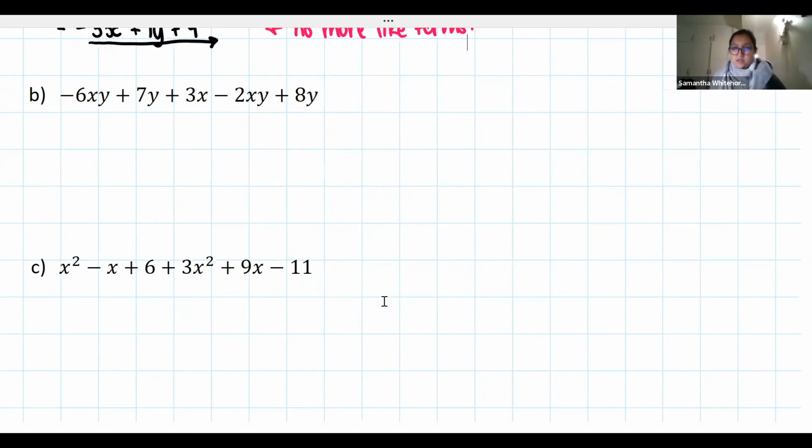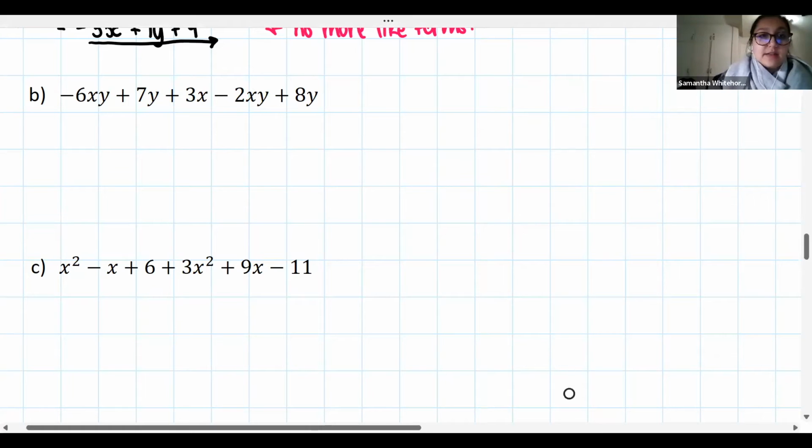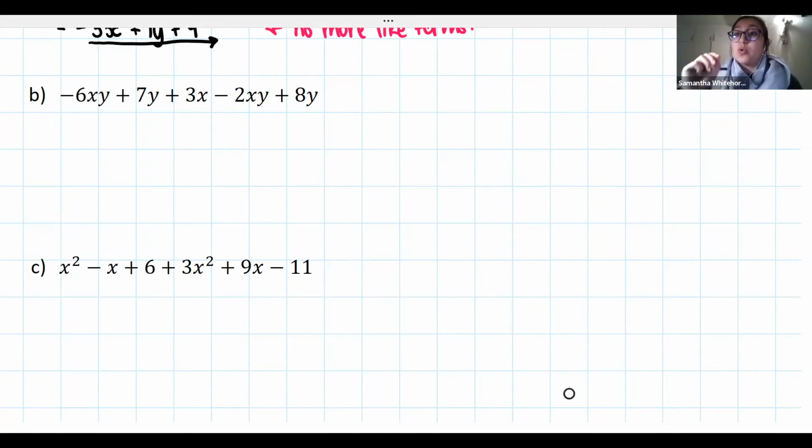Right, guys, you are doing really well and you deserve a break. So let's go through these and then we'll have a bit of a brain break. Right, identify your like terms. Like Yolanda says, get your colors, get your highlighters, do what you need to do, and let's identify. So remember, like terms, same variable or groups of variables.